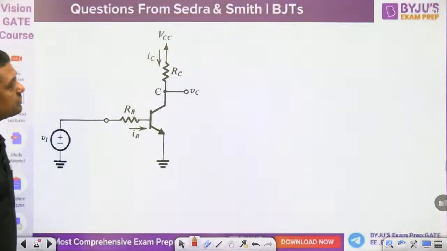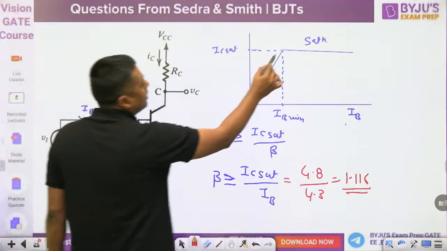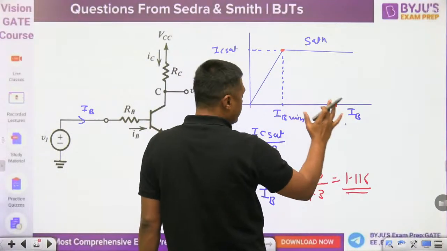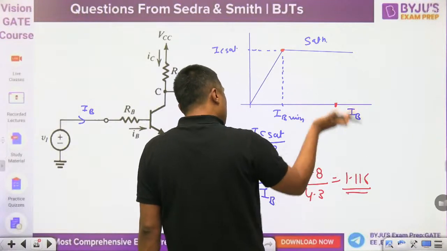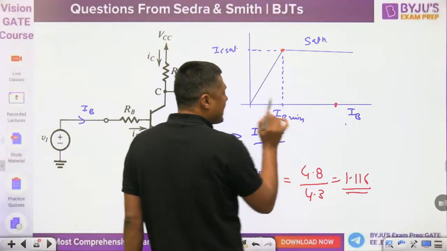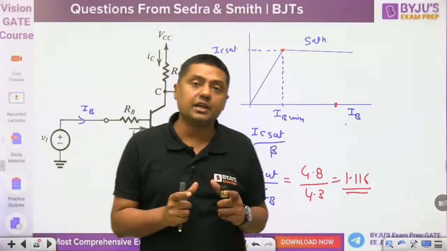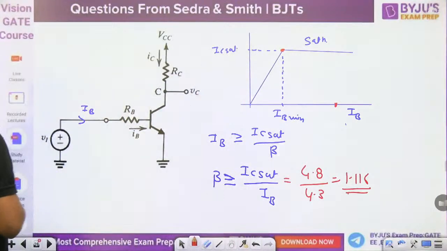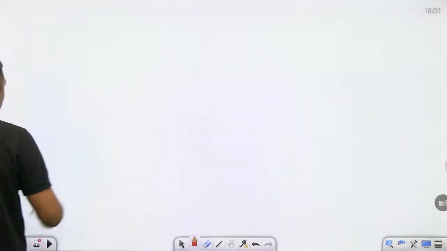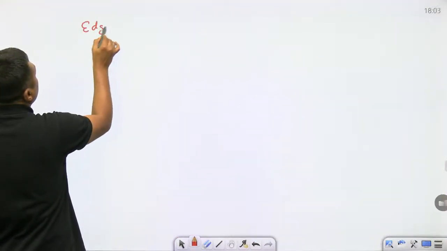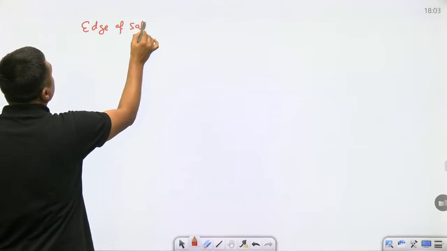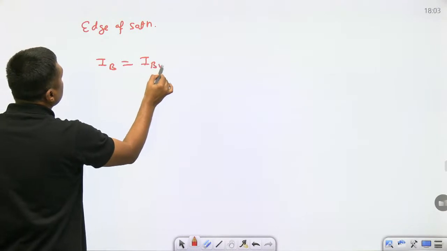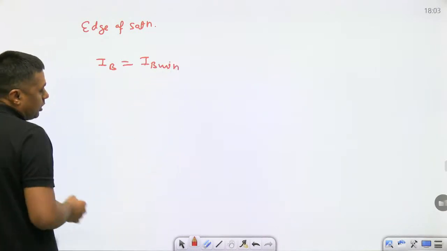Edge of the saturation means at this point. At this point we have the current, it is well in saturation. Now when we are increasing the RB, current will reduce. When it becomes exactly equal to IB minimum, then we can say it is at the edge of the saturation. So at the edge of the saturation, simply write down the formula. At the edge of saturation, IB should be equal to what? IB minimum.